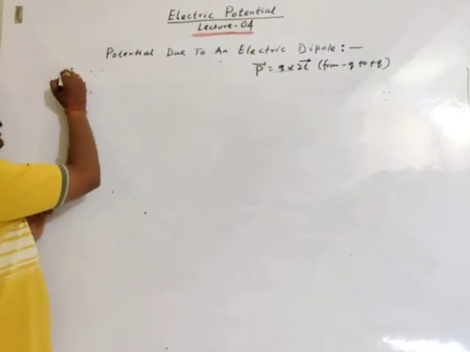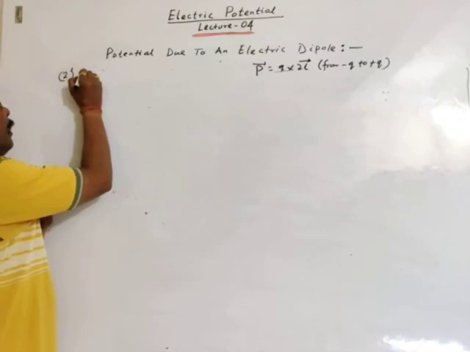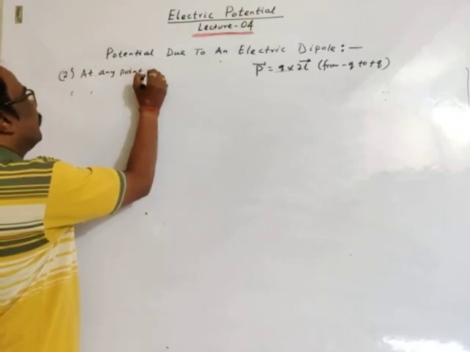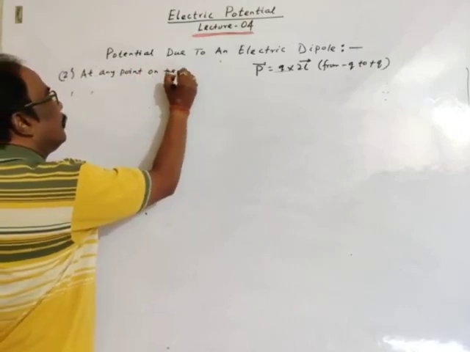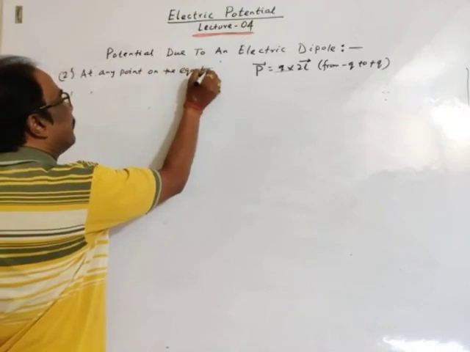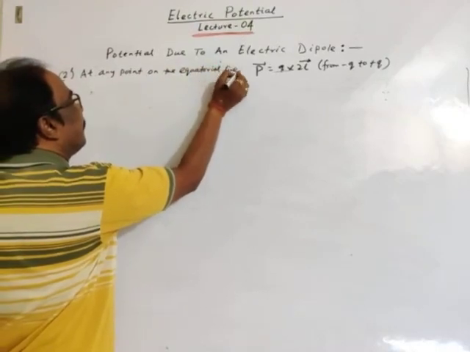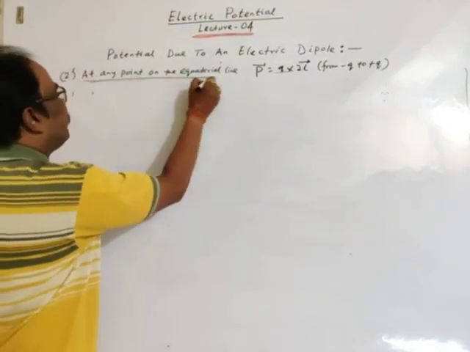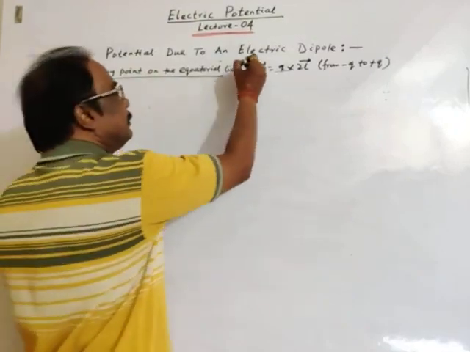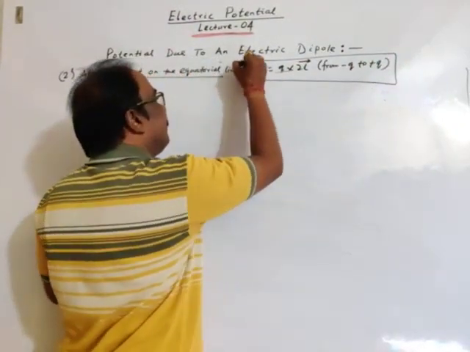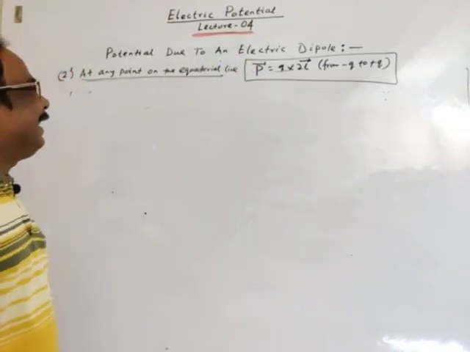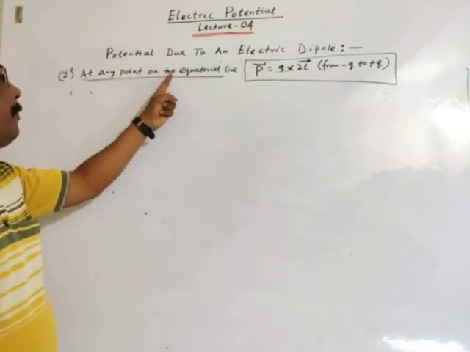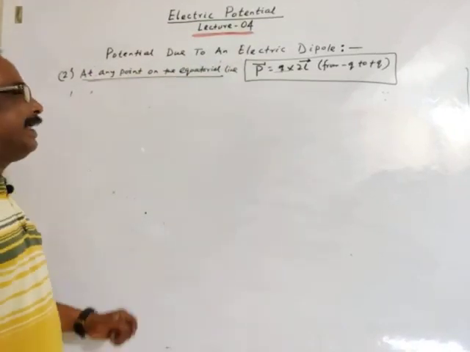Now, second case: at any point on the equatorial line, electric potential or potential due to an electric dipole. This is our known relation. Electric potential due to an electric dipole at any point on the equatorial line.